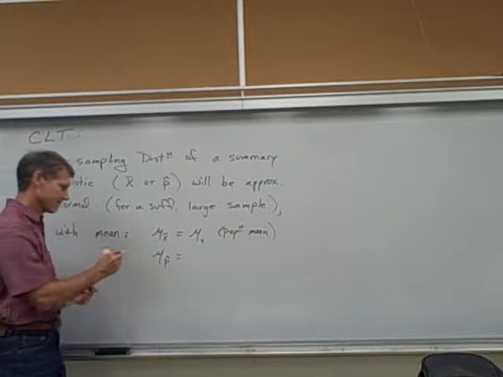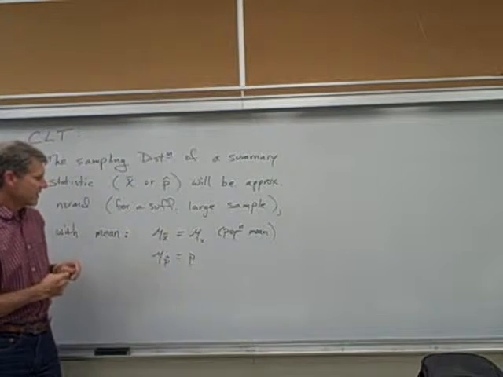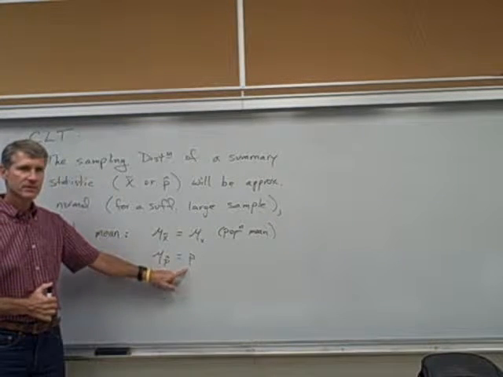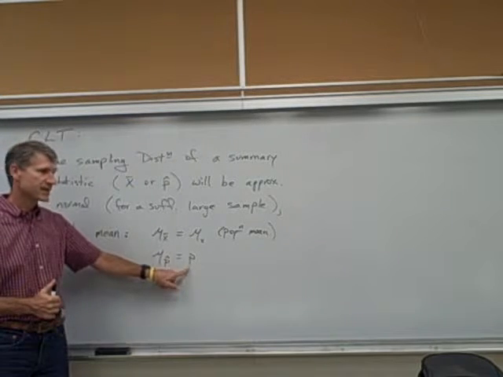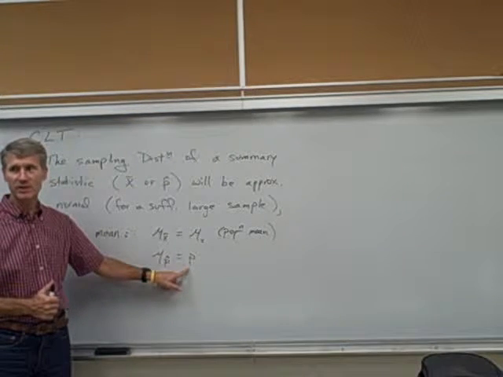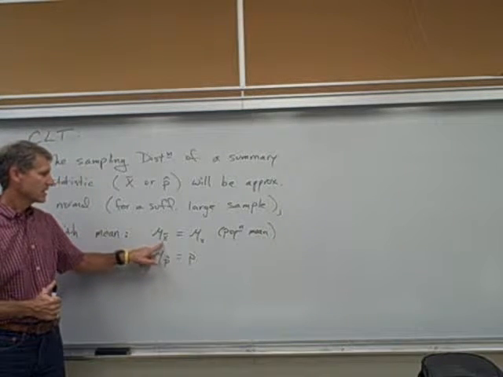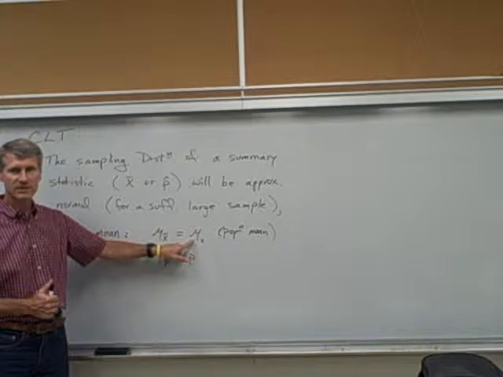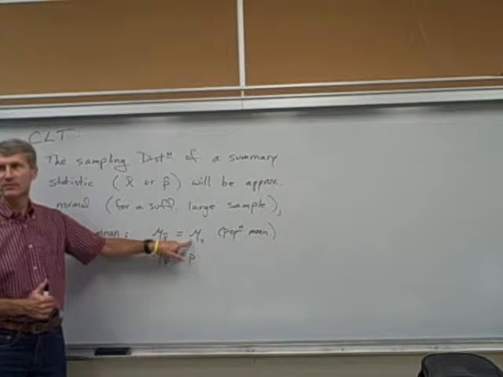P. Now it's interesting, you need to understand that p hat is an estimate of p. So this is saying that the sampling distribution for p hat is centered at the right place. It's centered where you would hope it would be centered. Same thing for means. X bar is trying to estimate mu sub x. So it's centered at the right place. It's centered at the thing you're trying to estimate.